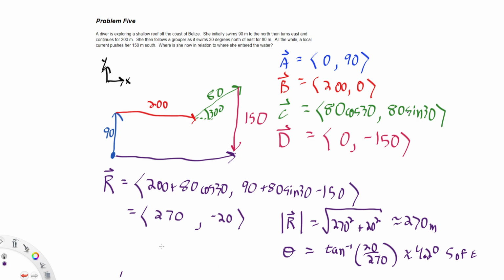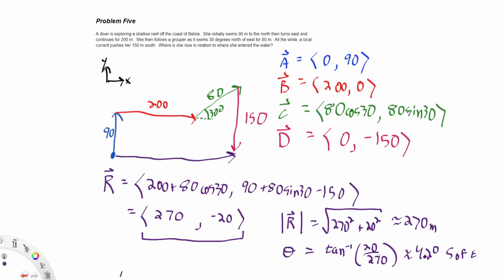If you stopped the problem here, by the way, and just gave me the components, that's full points. Right? I didn't specify magnitude and direction. I asked just where is she, and specifying it as a vector with x and y components, perfectly okay. So, in fact, if you gave me the components like this and then gave the distance is about 270 and then didn't specify an angle, I'm still going to count that you gave me the x and y components.